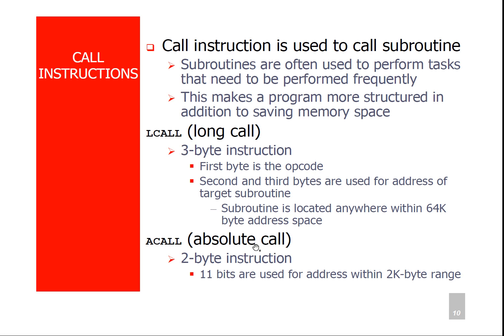Next, absolute call. The instruction for absolute call is acall and it is a 2-byte instruction. The lower order 5 bits in the first byte used for opcode and higher order 3 bits in the first byte plus second byte, together total 11 bits are used for address of target subroutine. That means here subroutine is located anywhere within 2 kilobytes of address space, because 2 to the power of 11 equal to 2 kilobytes.